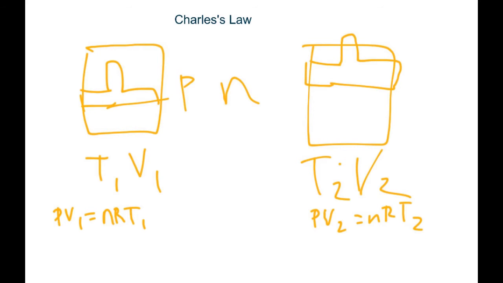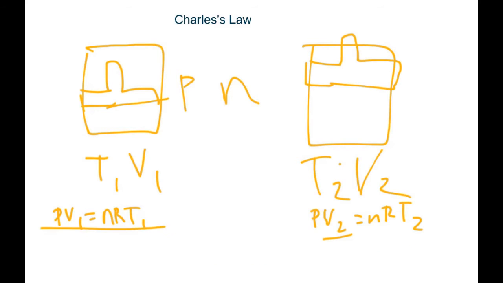And now let's try to find a relationship between V2, T2, and V1 and T1. So what I would do is move the constants to the left and the variables to the right. The variables are the things that are changing. So for example, T1 is becoming T2, and since that's changing, it is a variable.